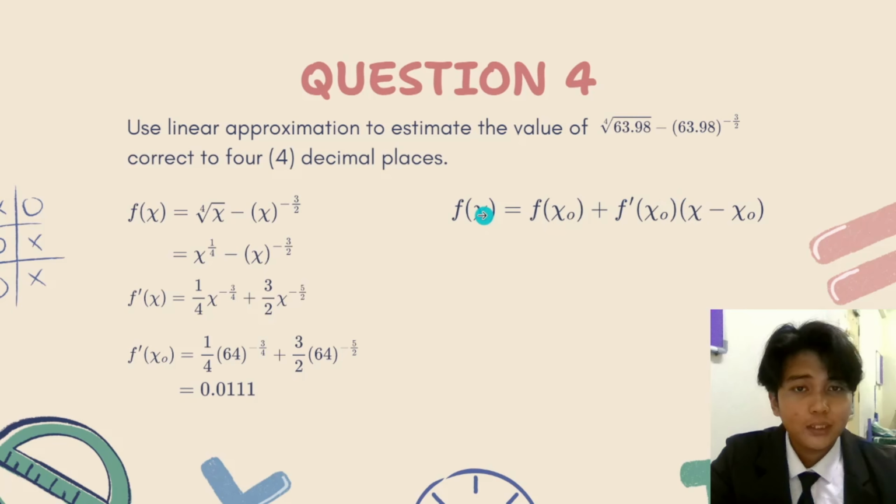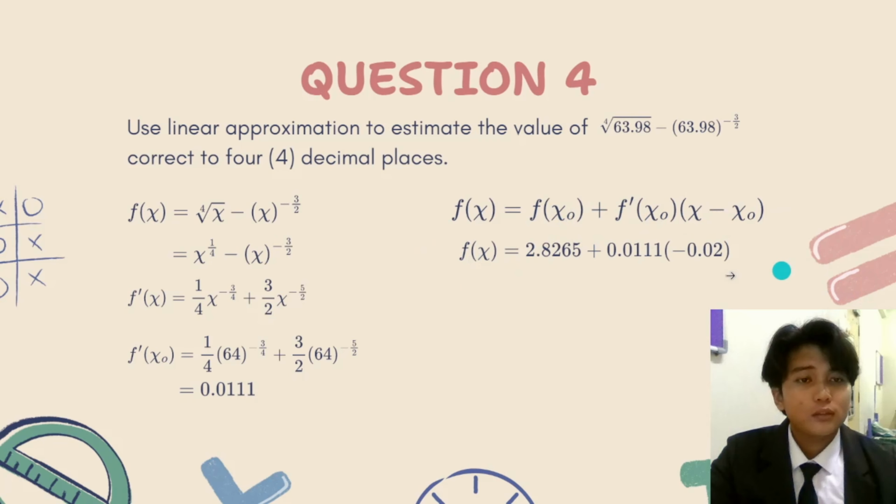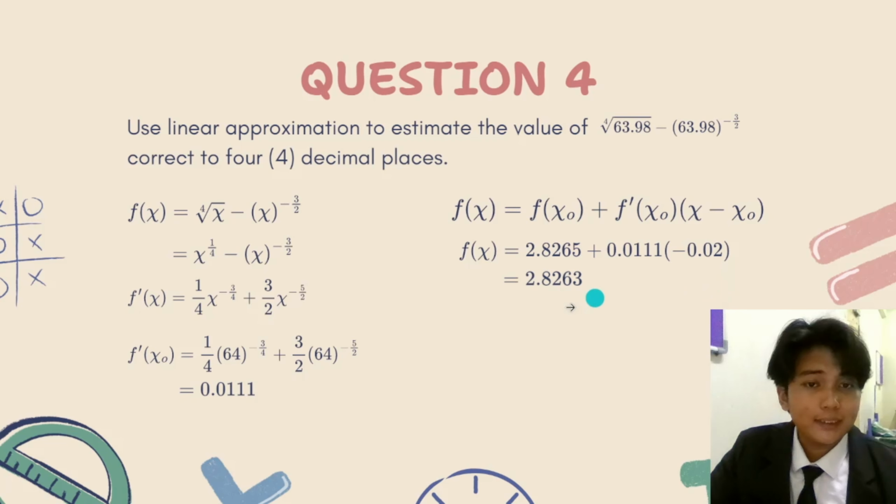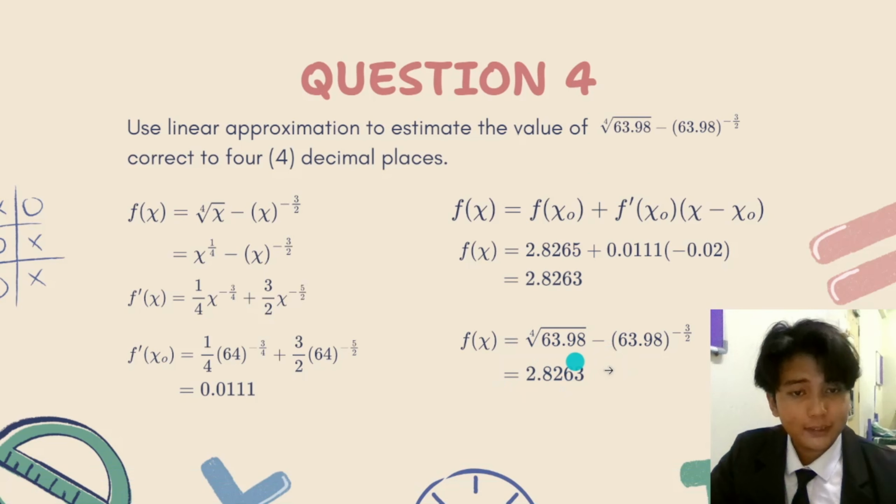And the final is we combine all the answers we got to this formula, and we got 2.8263 for the final answer. If you want to check the answer, put this from the question into a calculator and compare the answer with the final answer we got.